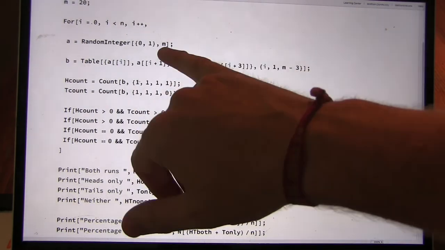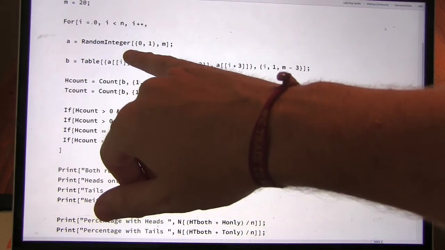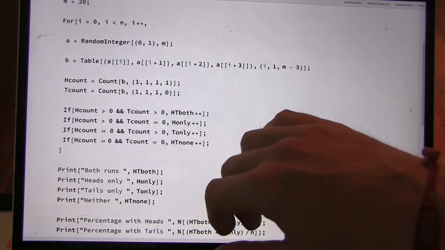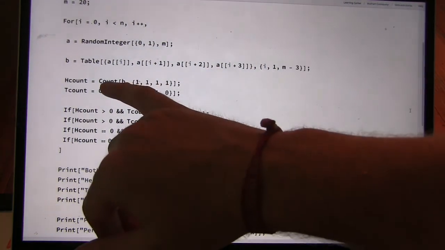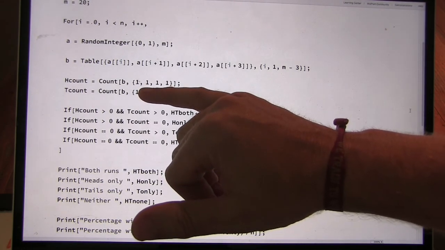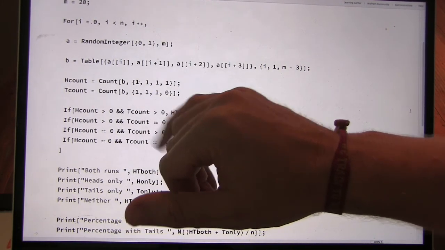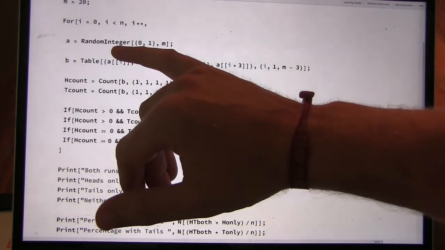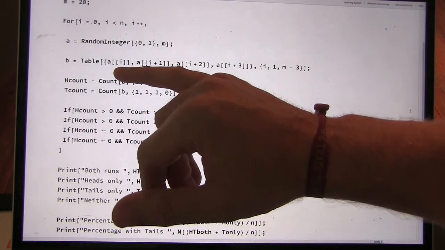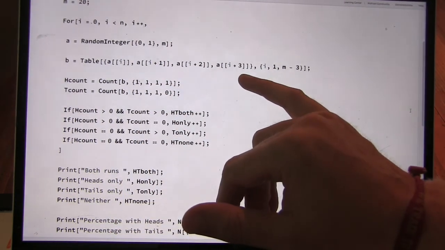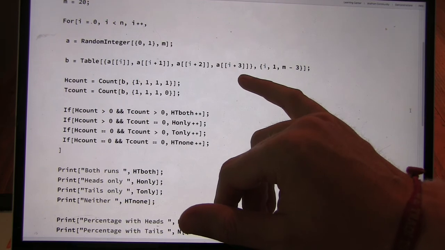So I just made 20 random integers, 0 and 1. Ones were heads, zeros were tails. Then I didn't know there was a function called Count that counted patterns, but the patterns had to be exactly like this. In other words, it had to be a list of 4 in a row. So once I made my table of 20 flips, I had to make a table of 17 groups of 4 in a row. And so that was my table.